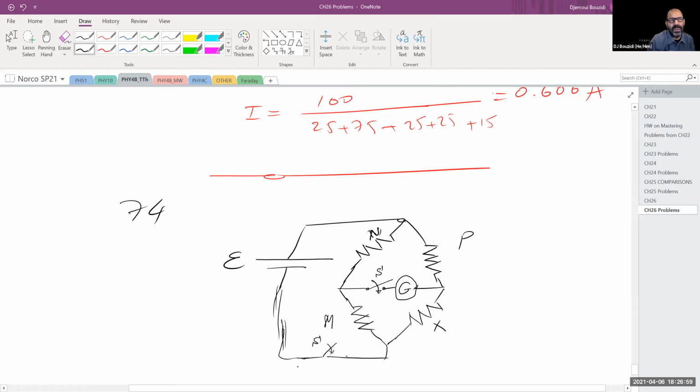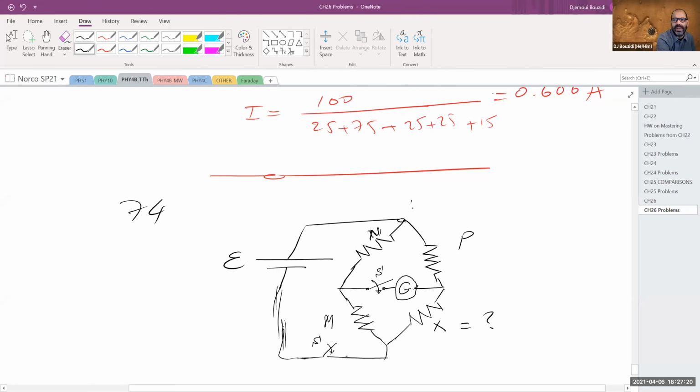Usually you just tinker with one of them. You play with one of the resistors, and you change its value until you find that there is no current going through the galvanometer. At that point, you can calculate what the value of X is. You can find what the value of this resistor is. So this is called the Wheatstone bridge.